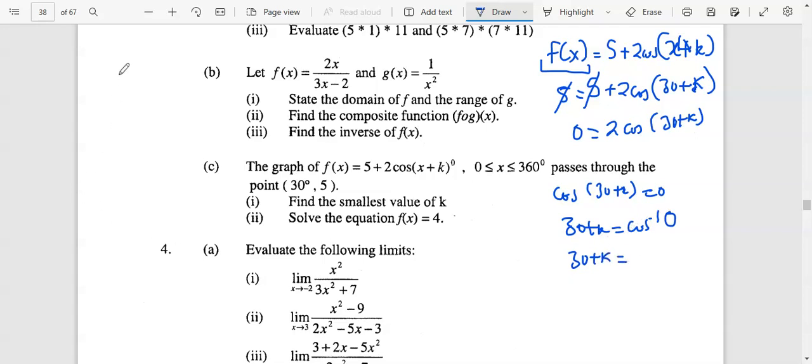What do we get? A cosine graph. Starts from here, it goes like that. So cosine inverse of 0 can either be 90 or 270. So that means 30 plus k is equal to 90 or 30 plus k is equal to 270.